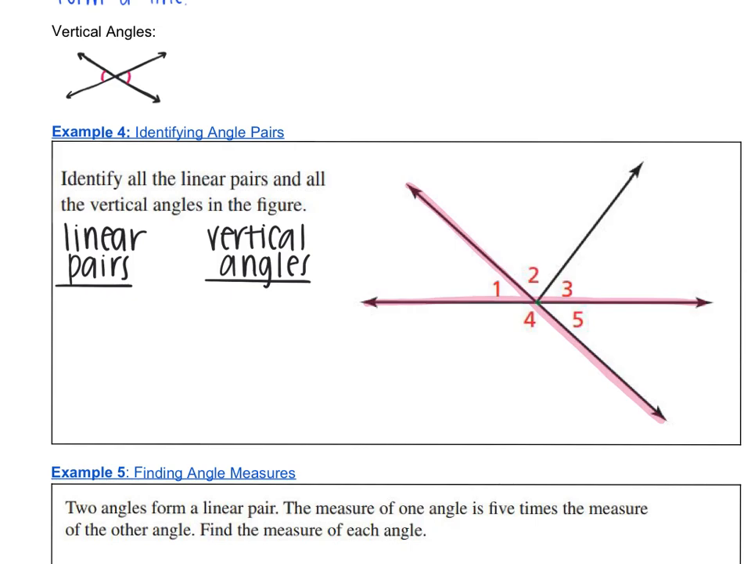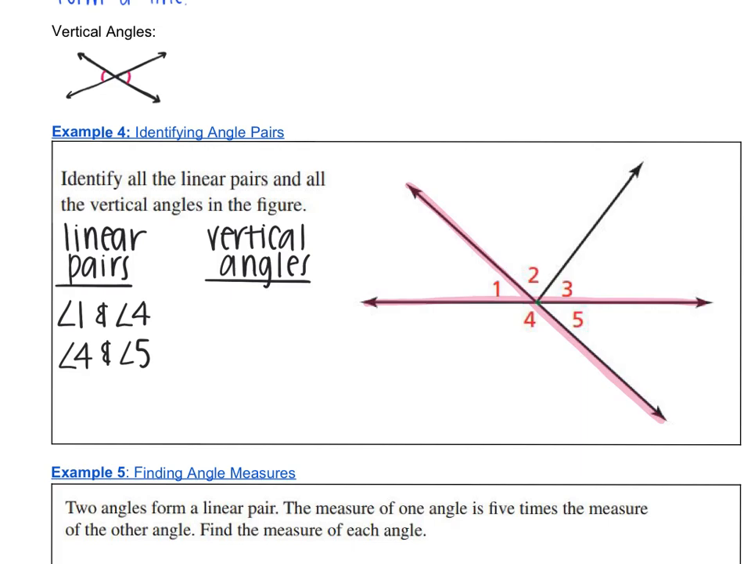So what I do notice is that on this first line, 1 and 4 form that line. So my first pair would be angle 1 and angle 4. On my other line right here, on the top, I have 3, 2, and 1. So 3 angles would not be a pair, so that's not going to work. On the other side, I have 4 and 5. So angle 4 and angle 5 are a linear pair. So those are my two linear pairs.